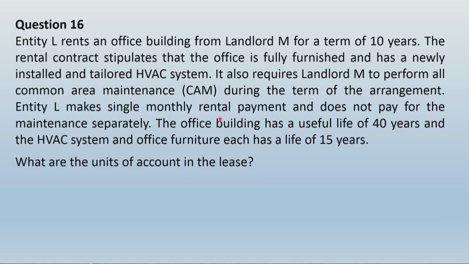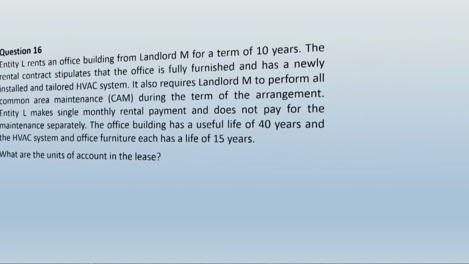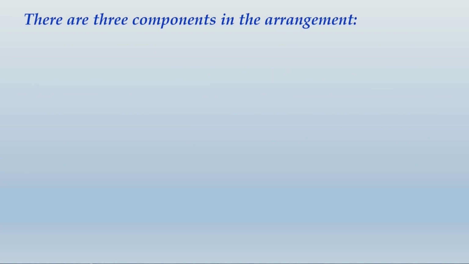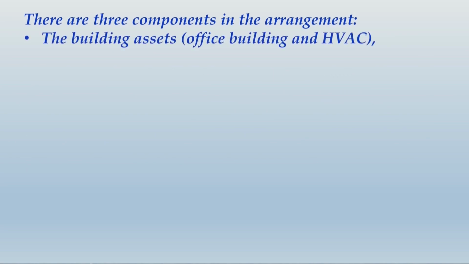The lessee is making a single monthly rental payment. That means the rental payment includes 3 components. One, for the use of the office building along with HVAC. Second, for the office furniture. And third, for the maintenance. So what we can finally conclude is that there are in total 3 components involved in the arrangement, 2 lease components and 1 non-lease component. So let us see how to present the answer. There are 3 components in the arrangement.